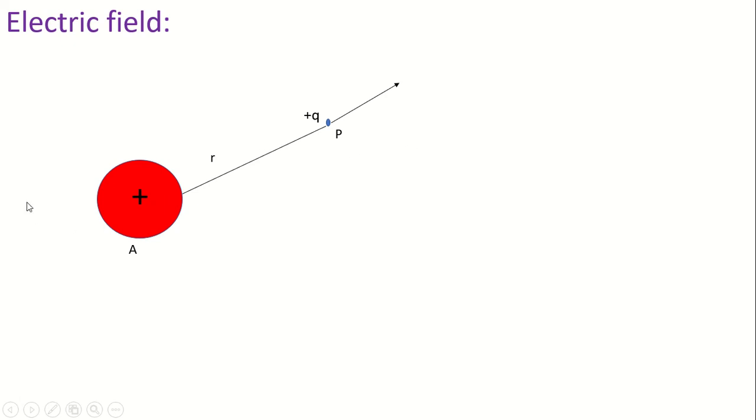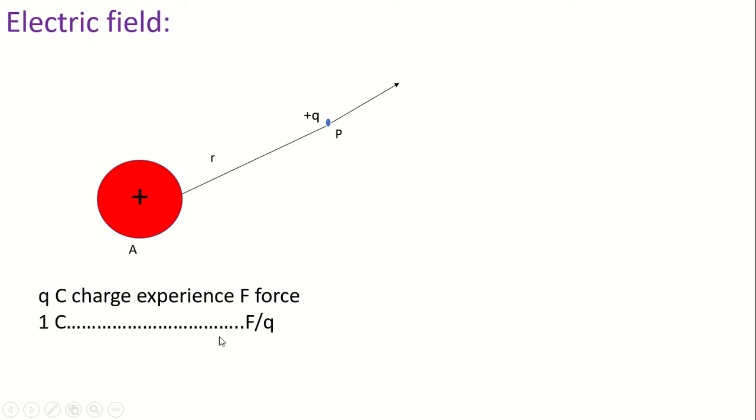That's why the direction of the force is outward. So charge Q will experience a force F. So unit charge, that means 1 coulomb charge, will experience F by Q force, and this F by Q force is the electric field intensity.